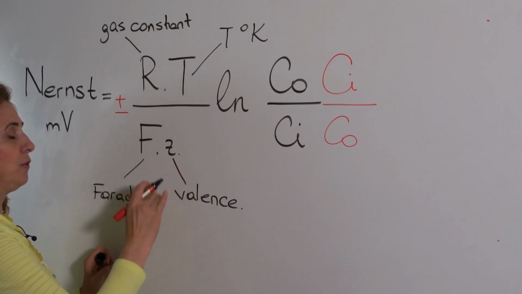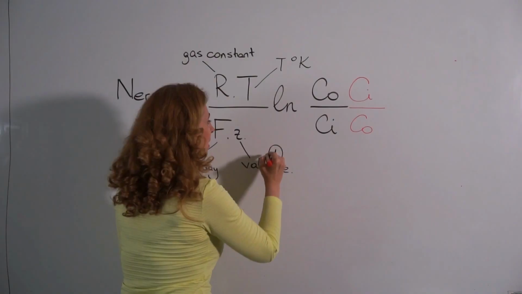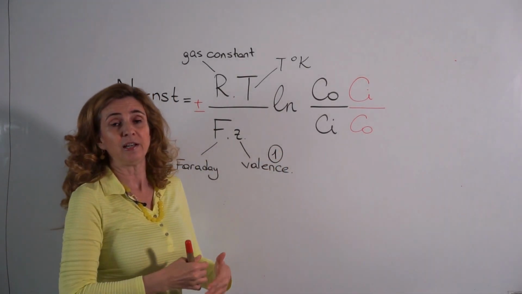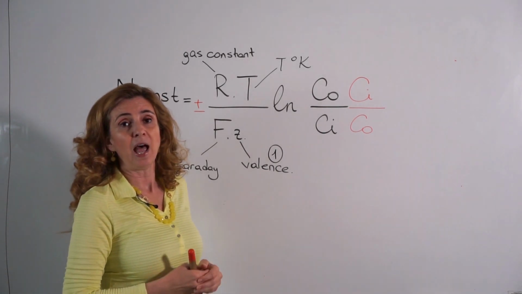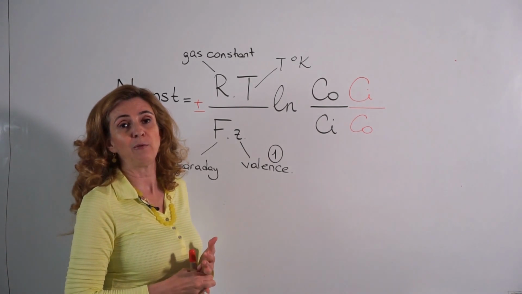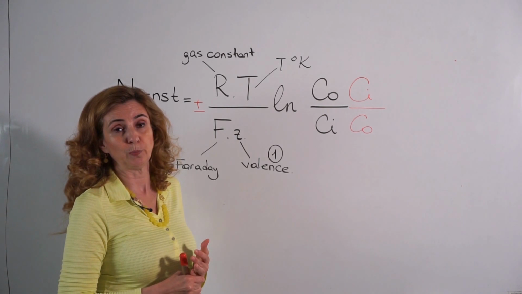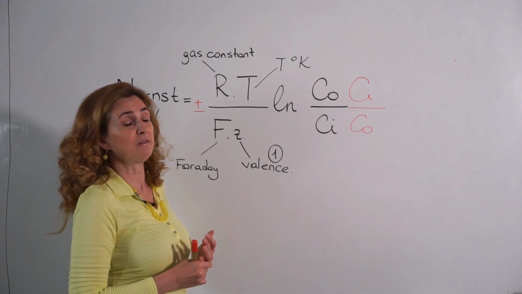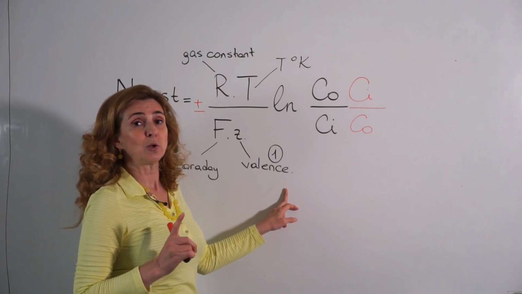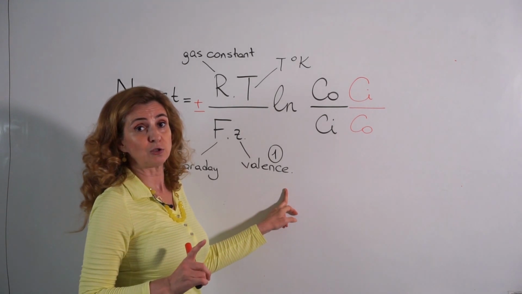Here, during the simplification, we take the valence as 1, because most of the ions that we are dealing with during the electrical activities in a cell have a valence of 1. Sodium and potassium have a valence of +1, chloride has a valence of -1. So the formula is simplified according to valence 1, but there is one ion which is also important in the electrical activities, and it is calcium.